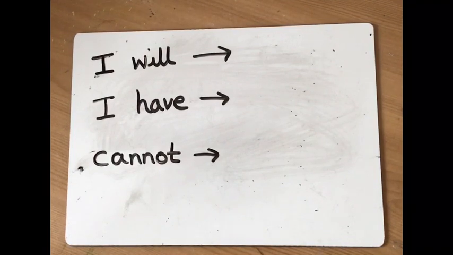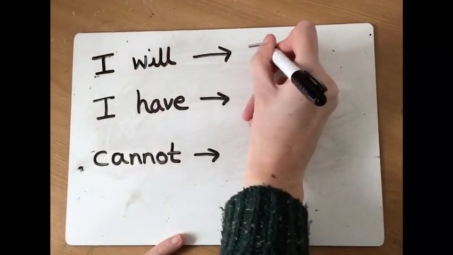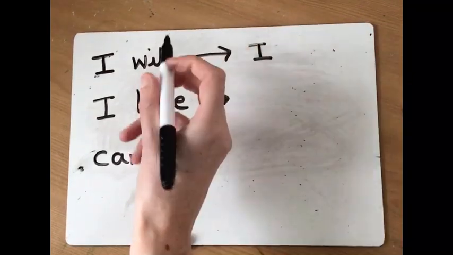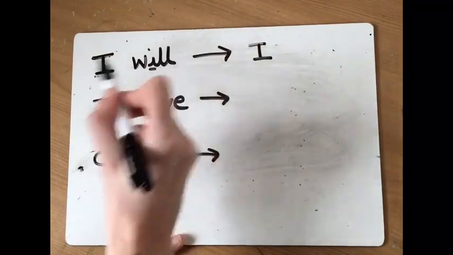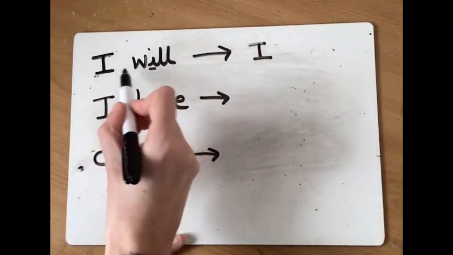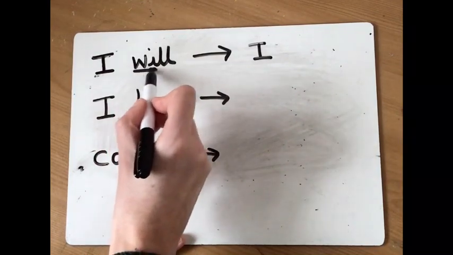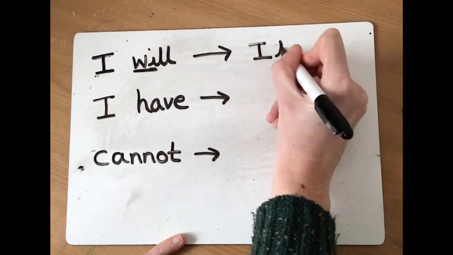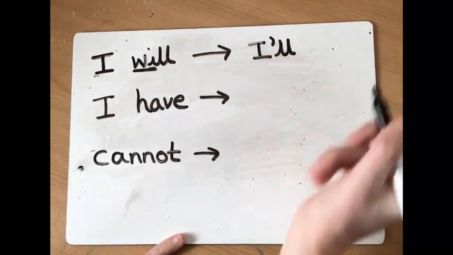If I contract I and will together, it becomes the word I'll. So here's my I. Now as I squish it together, the vowel is going to pop out, but along with that vowel, the W also leaves. So we get the word I'll.